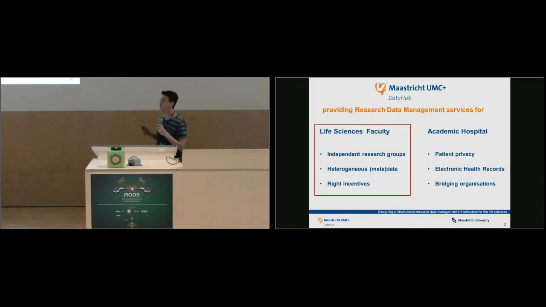My talk will not be about the work that we do for the academic hospital. I'll focus my talk on the life science faculty. Within the life science faculty, there are many independent research groups. They do widely different things, starting from looking at cryo-EM, cryo-electron microscopy, to mass spec imaging, to next-gen sequencing, so many different data, very heterogeneous data. And this heterogeneous data also leads to very heterogeneous metadata. This is one of the challenges that we're dealing with.